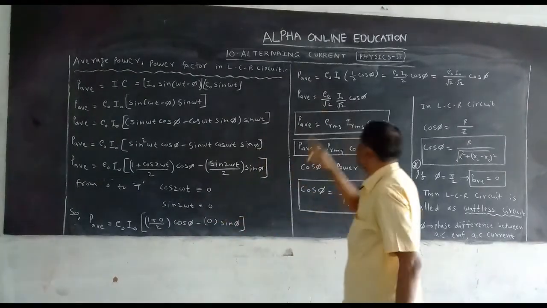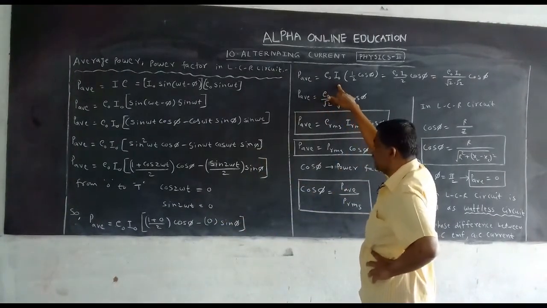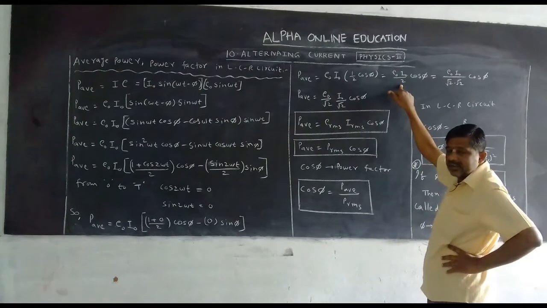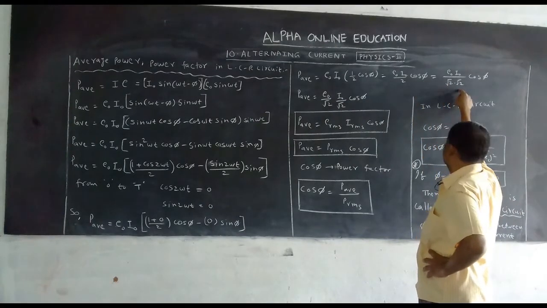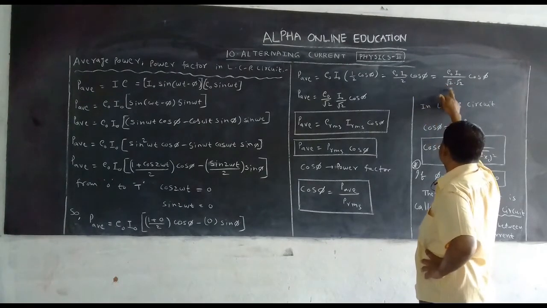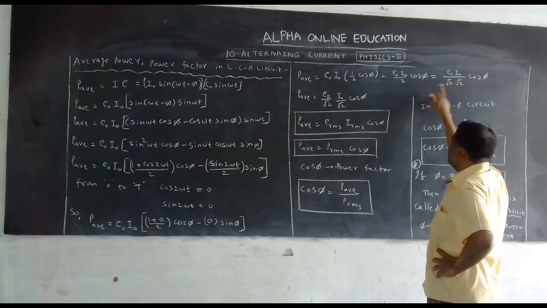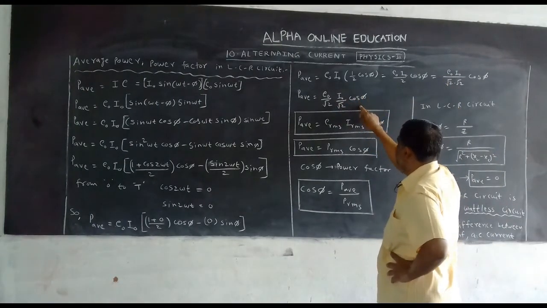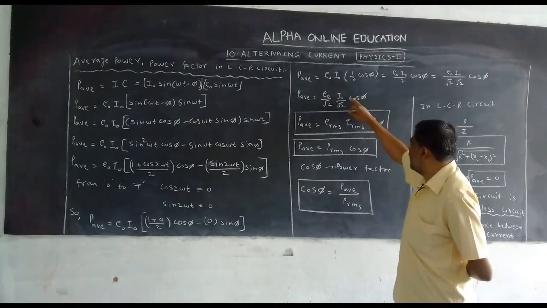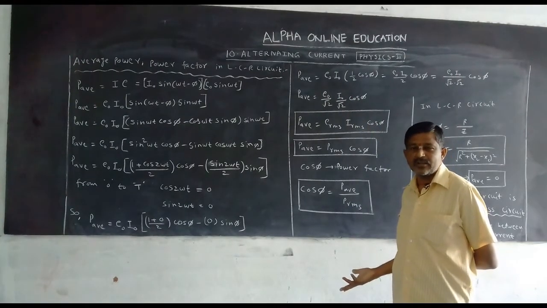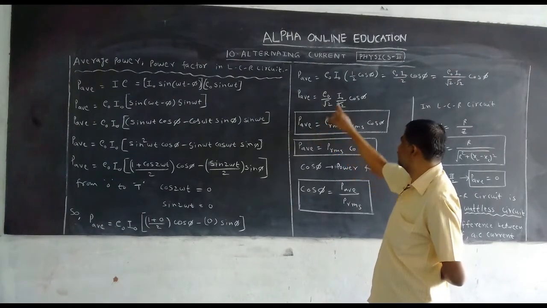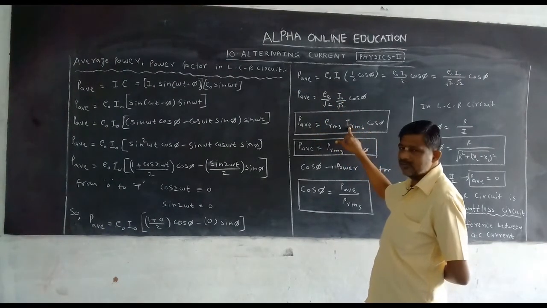Now next step, P average is equal to E naught I naught, 1 by 2 cos phi. I take 2 outside. How can we write 2 as root 2 into root 2? Root 2 into root 2 is 2 only. So we expand the 2 as root 2 into root 2, cos phi. E naught by root 2, I naught by root 2. E naught by root 2 is the RMS value of AC EMF. I naught by root 2 is the RMS value of AC current.